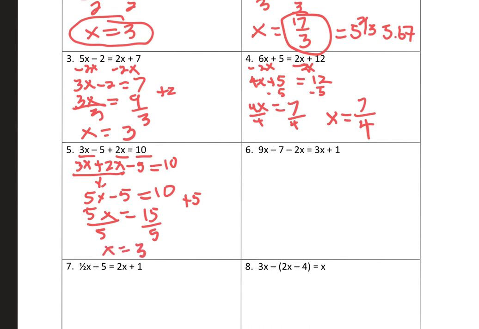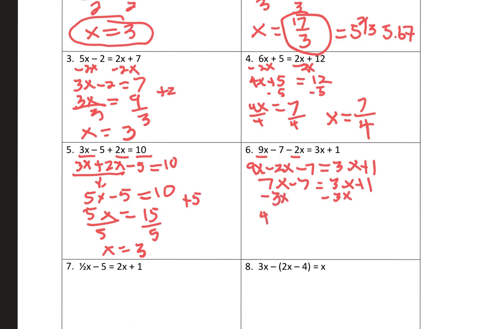We have a similar situation here, except that we have x's on both sides and we have two x terms on the left side. So we will combine them again. So we have 9x minus 2x minus 7 equals 3x plus 1. So this gives us 7x minus 7 equals 3x plus 1. Now we'll subtract 3x from both sides. That gives us 4x minus 7 equals 1.